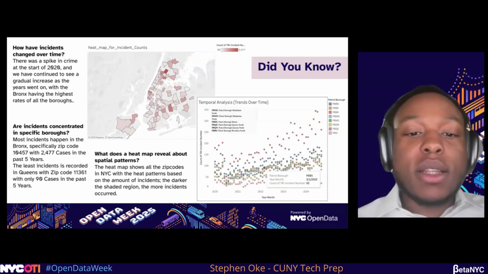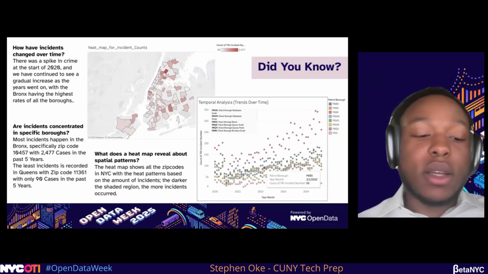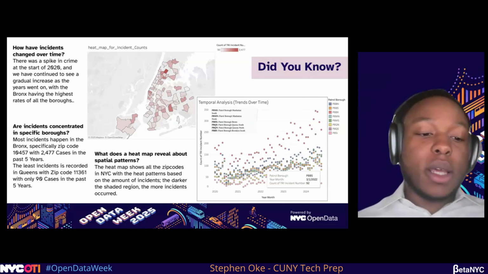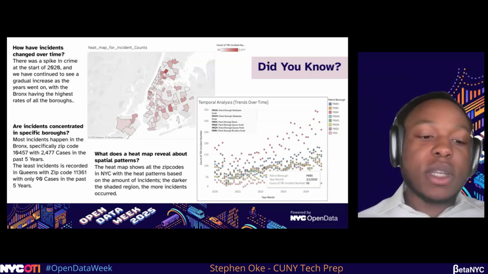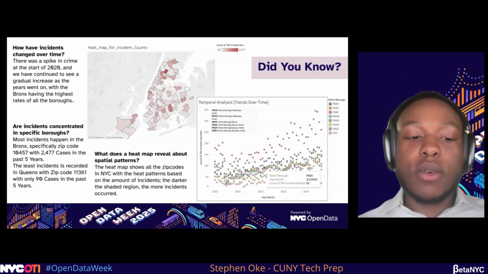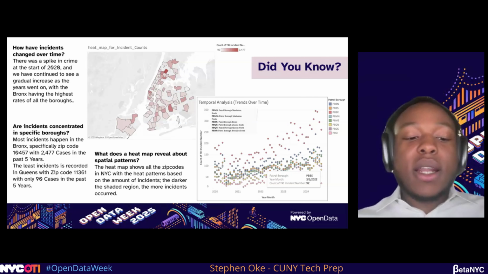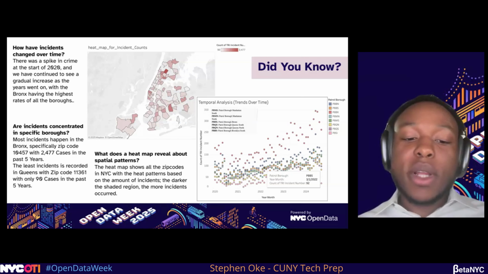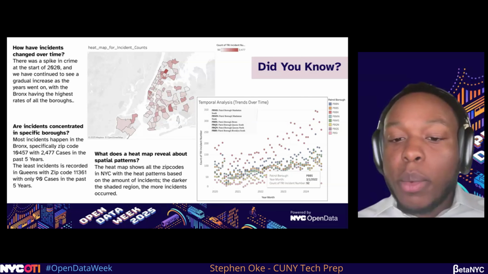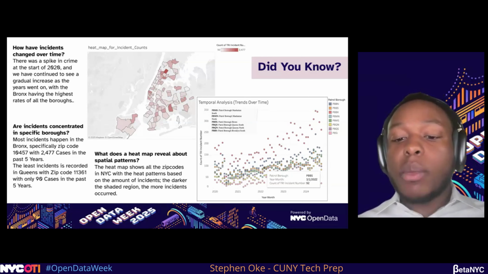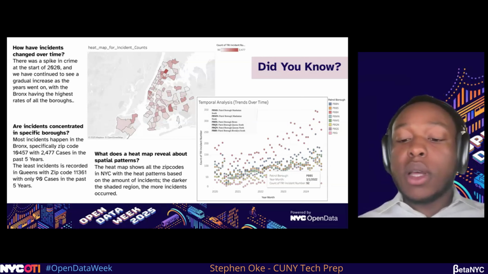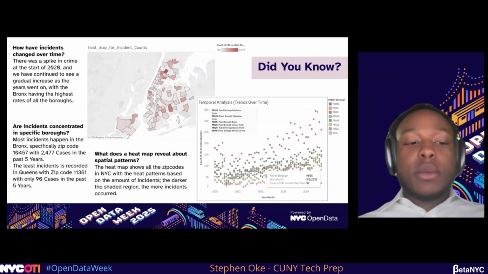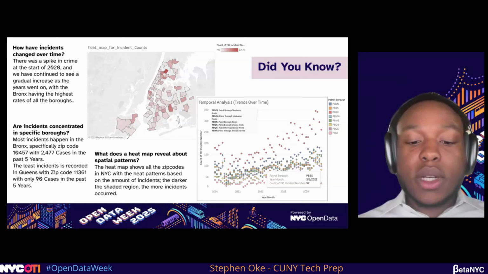But right now, we see that in the first map, the one in the middle about the heat map, most cases were actually in the Bronx, most specifically the zip code 10457 with 2,477 cases in the past 5 years, and the zip code with the least incidents was 11361 with only 90 cases in the last 5 years. And we saw that most incidents actually occur at the Patrol Borough Bronx, as compared to Staten Island with the least cases. And we could move to the next slide.